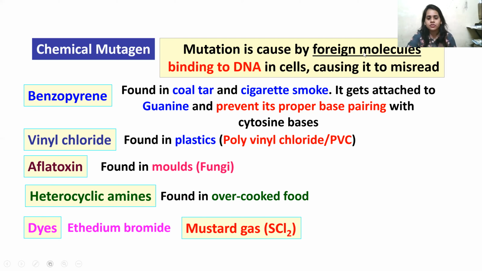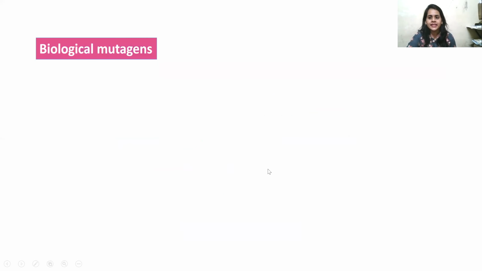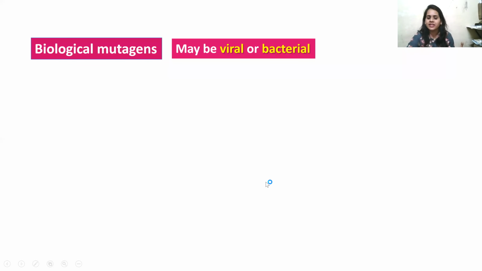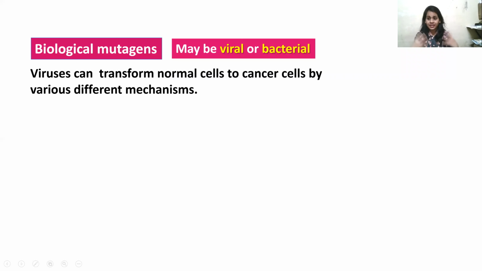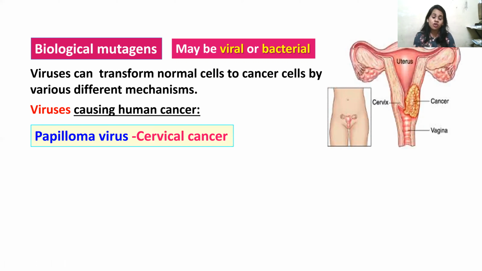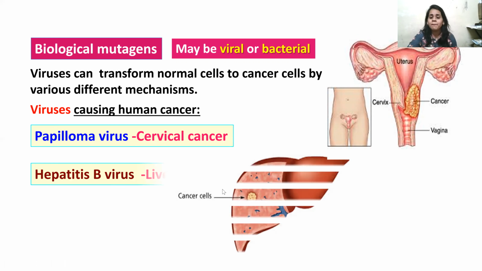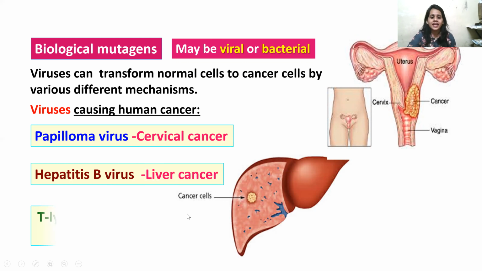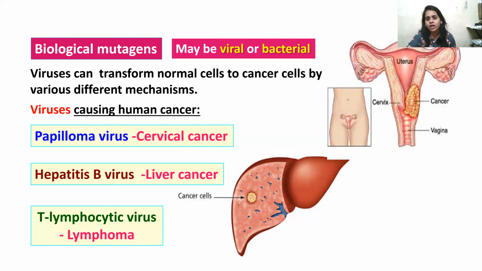So now let us go further and talk about the biological. So biological obviously आपकी viral या bacterial होंगे. So there would be certain viruses. Once a person gets infected with certain viruses and bacteria, it could also lead to cancer. So viruses can transform normal cells to cancer cells by various different mechanisms. So there are various viruses which can later on lead to cancer in the human body, जैसे कि papilloma virus, which is a very common cause of cervical cancer, hepatitis B virus for liver cancer, and T lymphocytic virus for lymphoma. So even the viruses could be one of the causes for cancer.